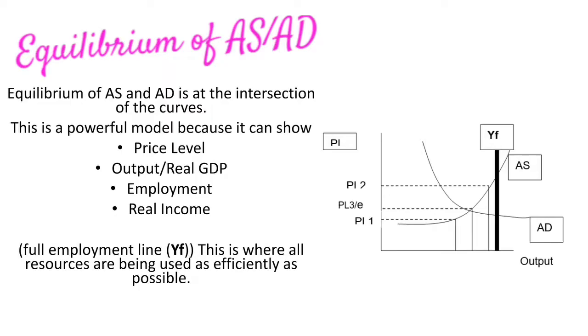And this is just summarizing that this model is powerful because we have the price level, it shows us the output or real GDP. The YF line we use for full employment. Probably you don't need to worry about that right now. Same with the income. So this was just a reminder slide about equilibrium and the different components.